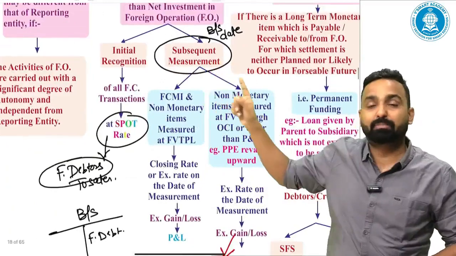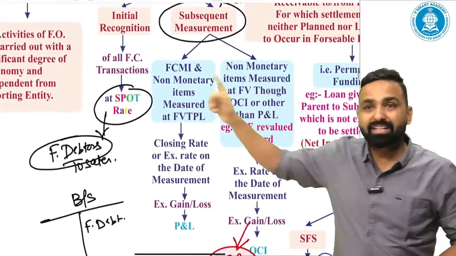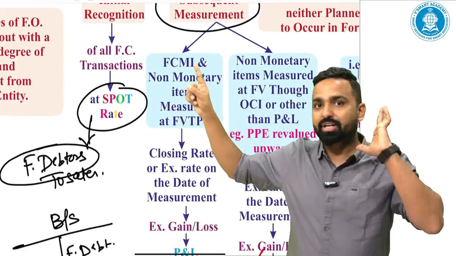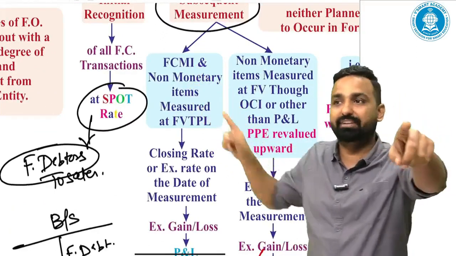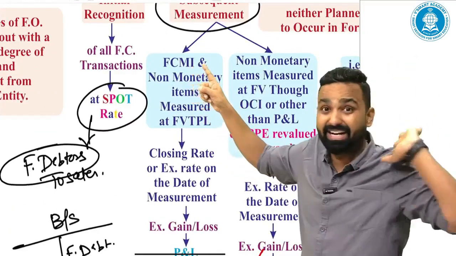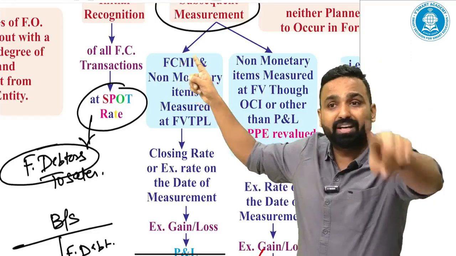So, what I have to do on balance sheet date, for the purpose of applying Ind AS 21, is divide these into two parts. First, foreign currency monetary items like debtors, creditors. Just write: FCMI means debtor, creditor and loan. Please write it down.